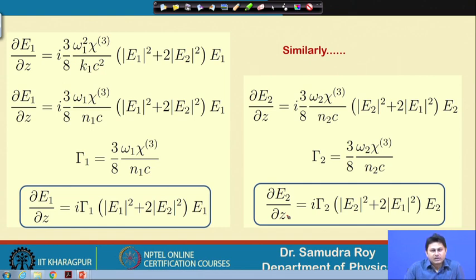So, with that note, I would like to conclude my class here. Today we learned a very important thing: how under pump depletion condition the third harmonic will generate and how this is going to evolve. That is the first part we have done. In the second part we understood what cross phase modulation is.